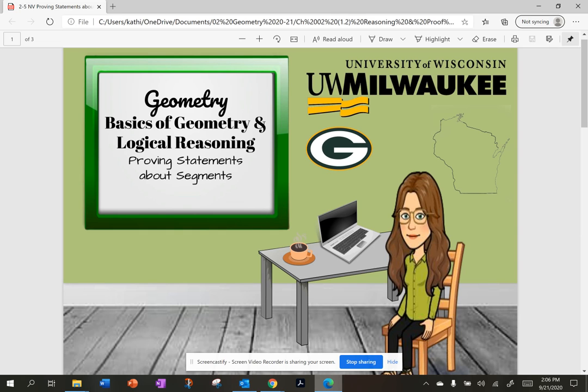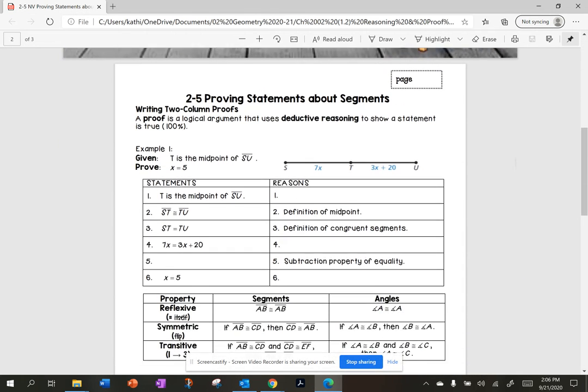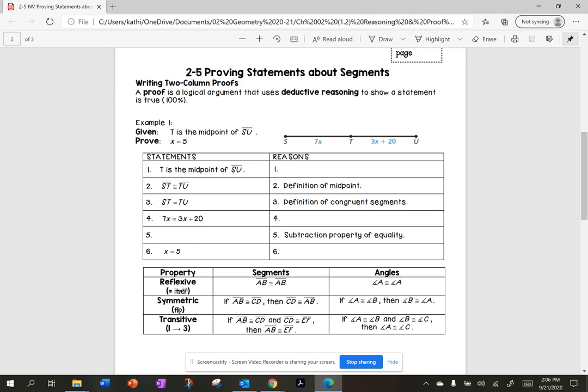Today's lesson is about proving statements about segments. Okay, so let's start out with a proof is a logical argument that uses deductive reasoning to show a statement is true. And in math, true is 100% of the time.